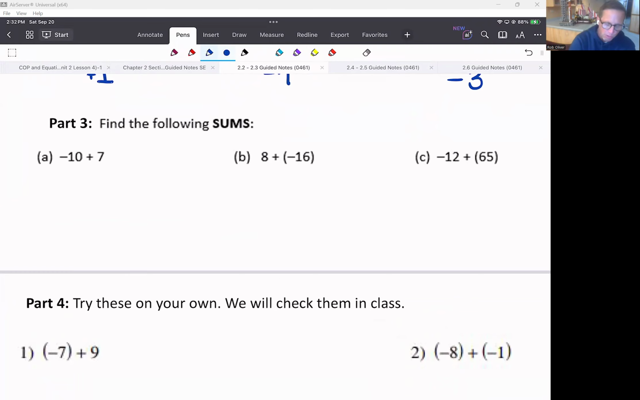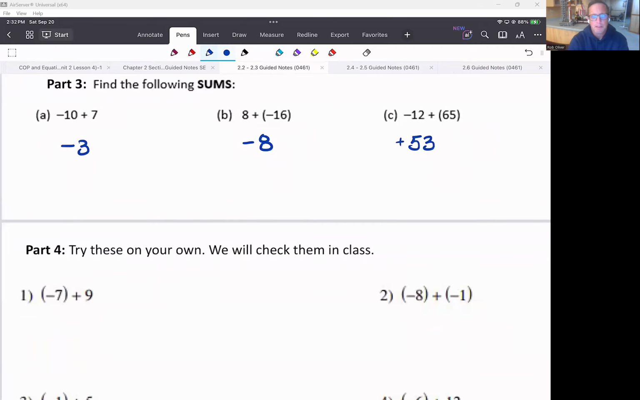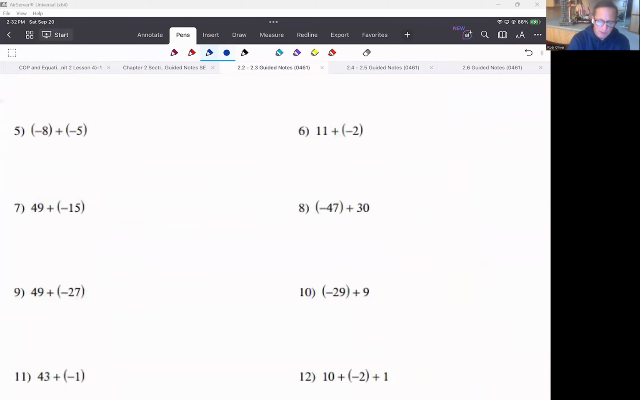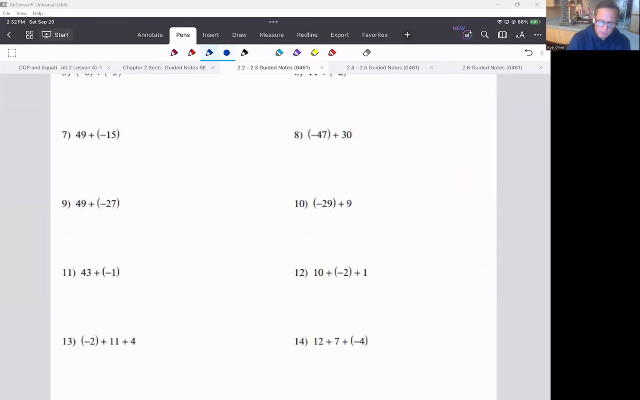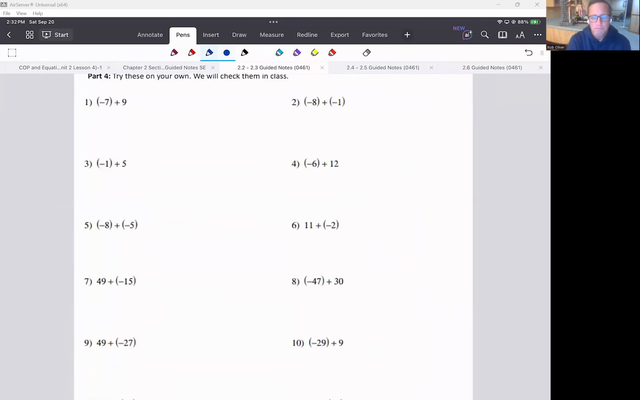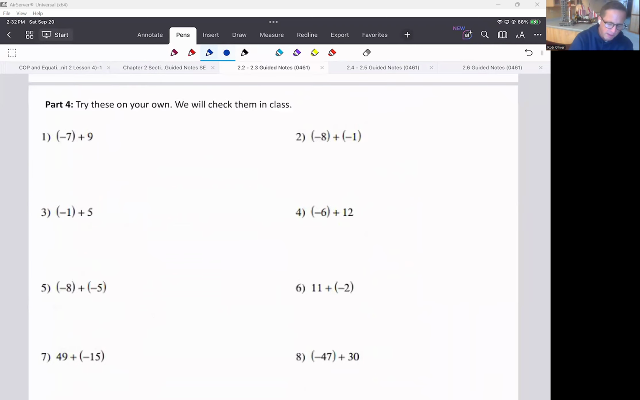All right, I'll just go through these. This is negative 3. This one is negative 8. And this one is positive 53. Don't have to put a plus on there. I'm not sure why I did that, but you can do that. All right, same thing right here. We can just try these out on your own. Here's a whole page. Again, just pause the video, give these a go, see how you do, and unpause it, see how you fared. All right, I'll go through these quickly.